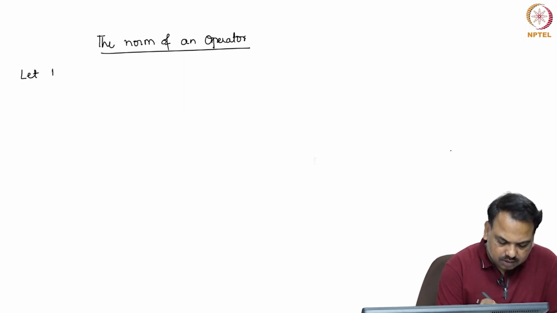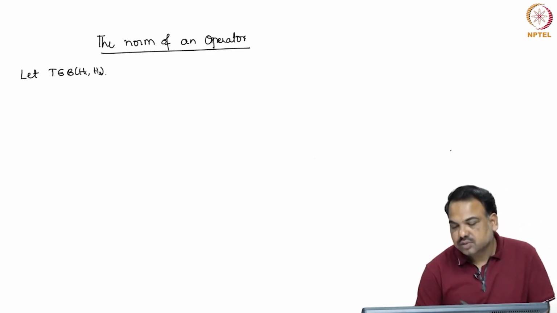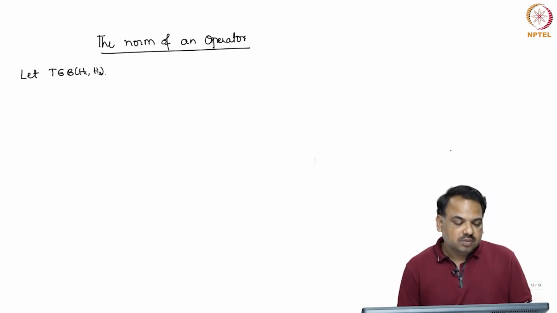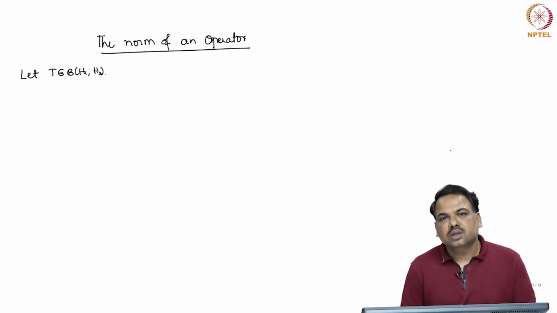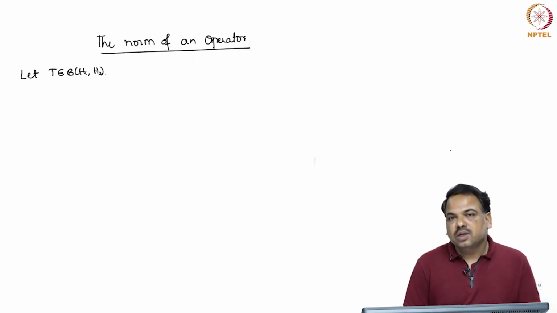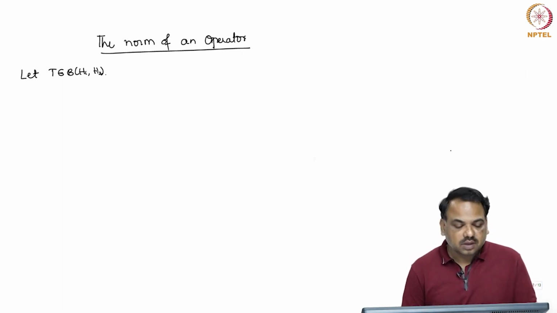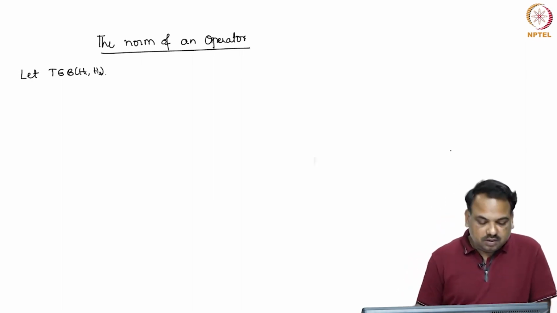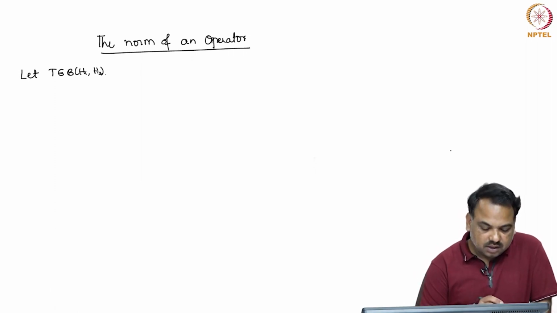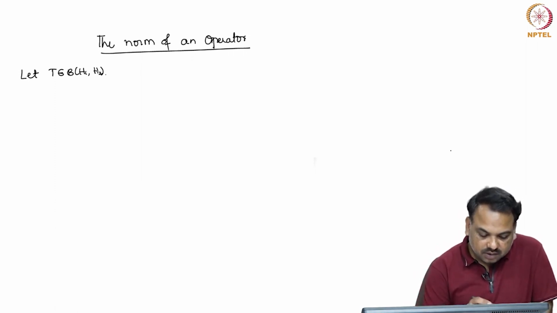Let T be a bounded linear operator from H1 into H2. So most of the time we will be calling it a bounded linear transformation, bounded linear operator, or bounded linear map. All give the same meaning. So let T be a bounded linear transformation from H1 into H2.